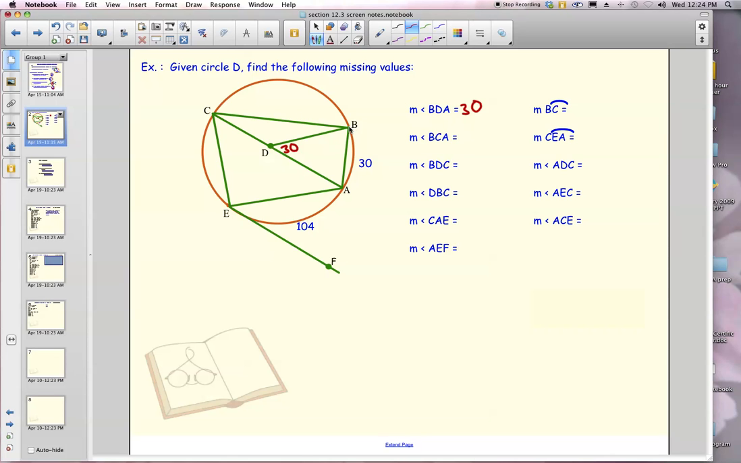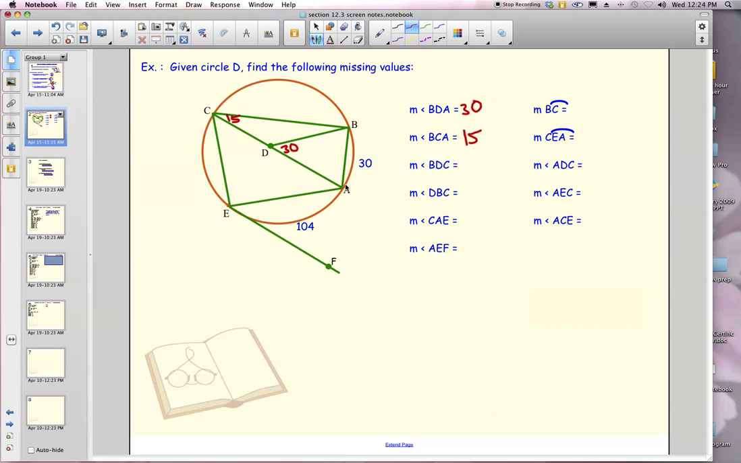What kind of angle is angle BCA? Since it forms a V on the circle, it's inscribed, so it would be half of its arc. So it's going to be half of 30. So it's going to be 15 degrees. Okay.